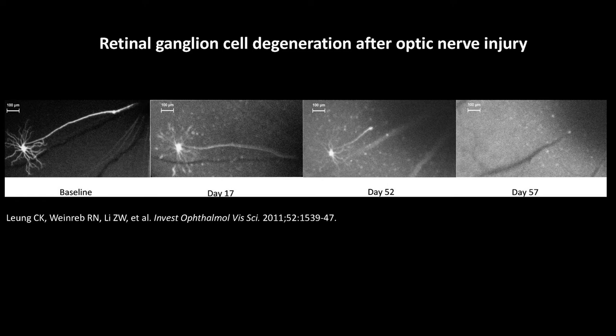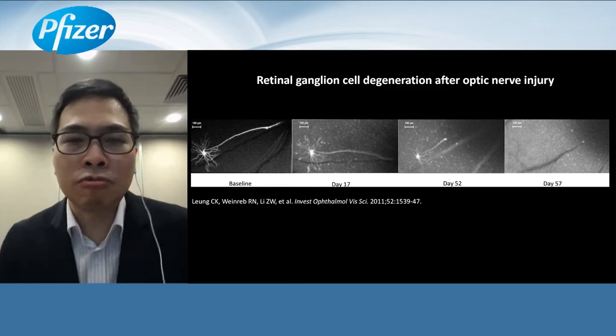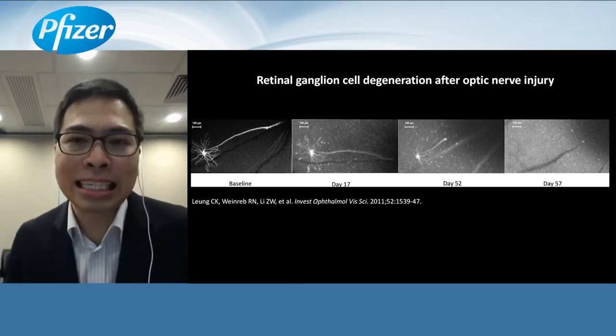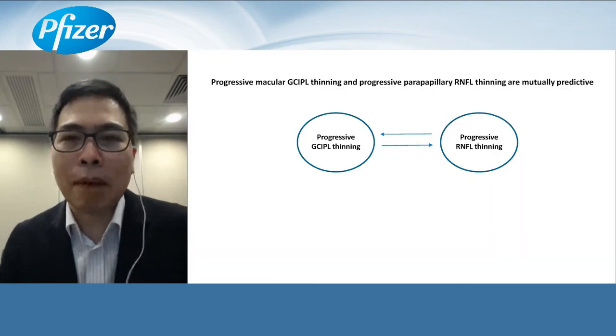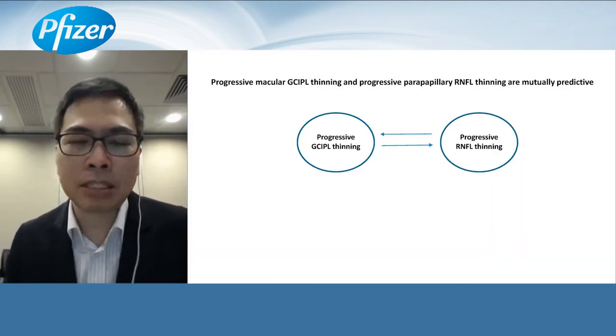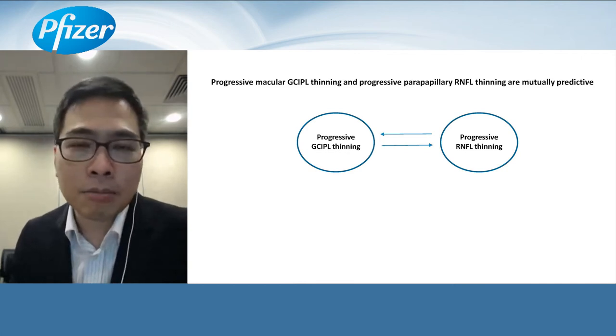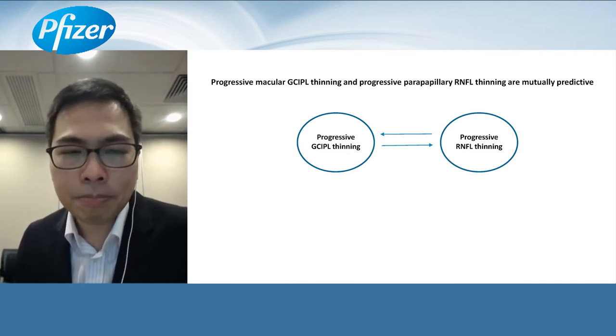We see shortening of the axon, fragmentation of the axon, before we see loss of the dendrites. So sometimes we see dendritic loss first, sometimes we see axonal loss first in retinal ganglion cell degeneration, and this is why it is important that we image the retinal nerve fiber layer and the ganglion cell inner plexiform layer to maximize the probability of detecting progression events.